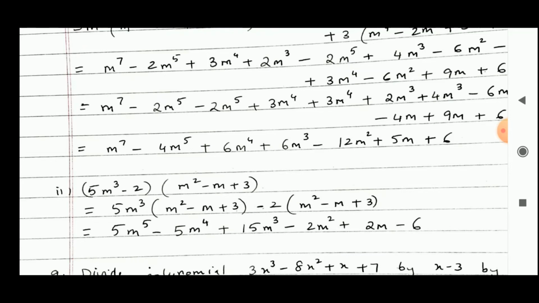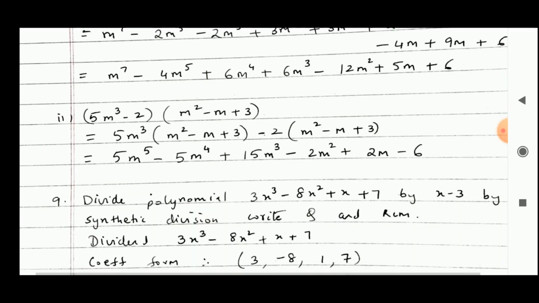Now the second one is 5m cube minus 2 into m square minus m plus 3. 5m cube into m square minus m plus 3 minus 2 into m square minus m plus 3. 5m raised to power 5 minus 5m raised to power 4 plus 15m cube minus 2m square plus 2m minus 6.